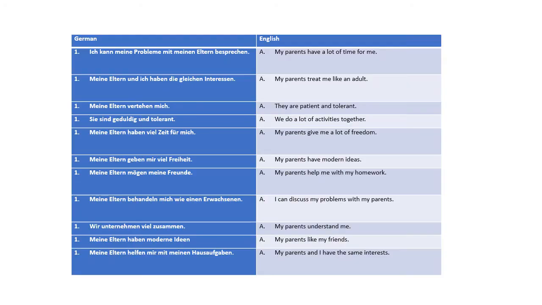For this task, it's a simple match up the German to the English. I notice on this slide that the numbers and letters have come out wonky, but on your worksheet they will be correct, so don't worry too much about that. You should hopefully use some skills in terms of looking at common words that you recognise in German and trying to find the equivalents in English.